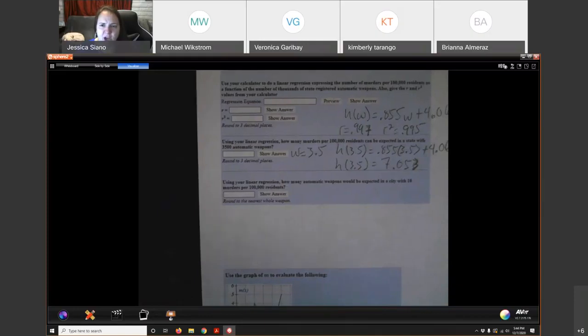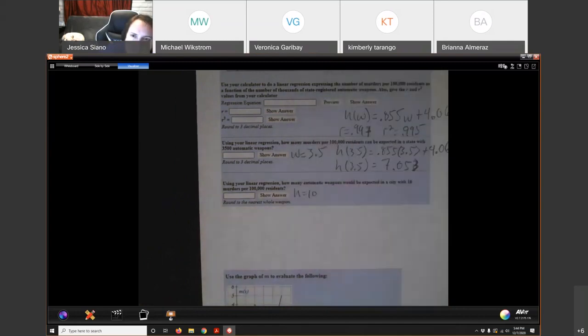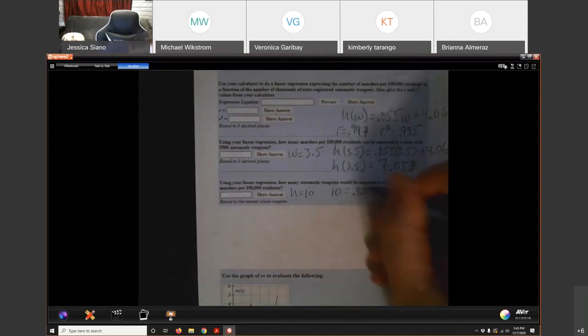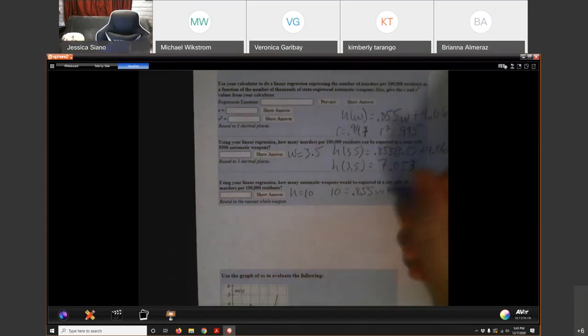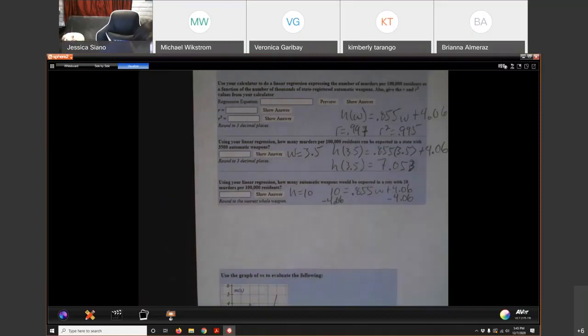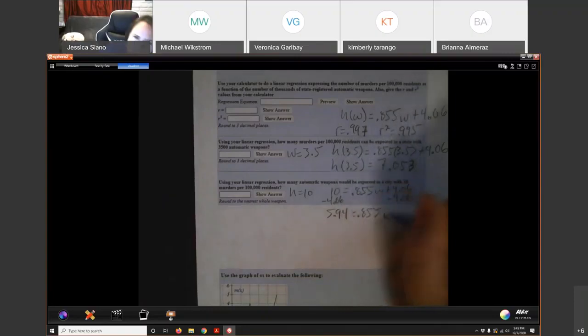Okay. How many automatic weapons would be expected in a city with 10 murders per 100,000? So that means that H is 10. So I would say 10 equals 0.855 times W plus 4.06. Subtract the 4.06. I feel like I should have known that that was 5.94. And then divide by the 0.855.